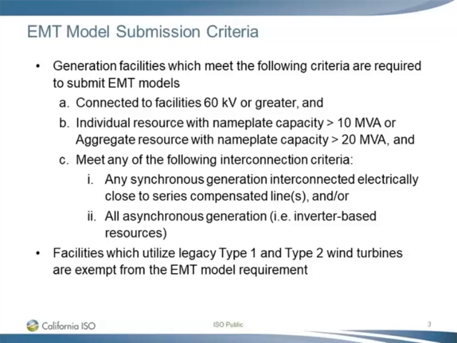Asynchronous generators include all the inverter-based resources, and also type 1 or type 2 wind turbines. Those are induction machines. We realized the difficulty for those legacy type 1 and type 2 wind turbines to obtain EMT models. Also, all those type 1 and type 2 wind turbines are being phased out. They are being repowered with the new technology. So the type 1 and type 2 wind turbines are exempt from the EMT model requirement. Next slide.